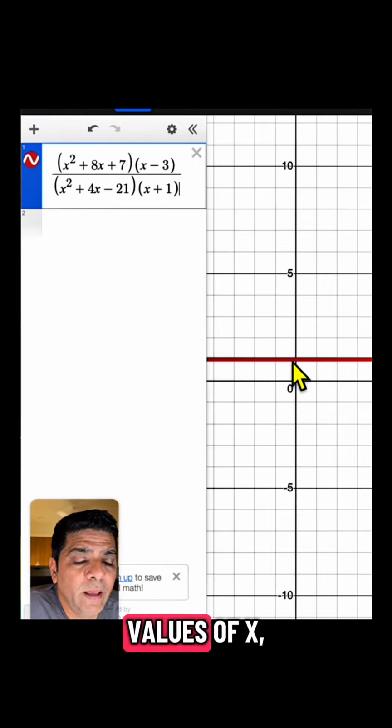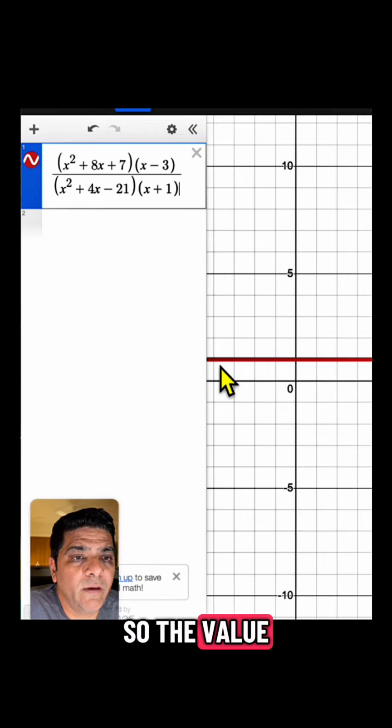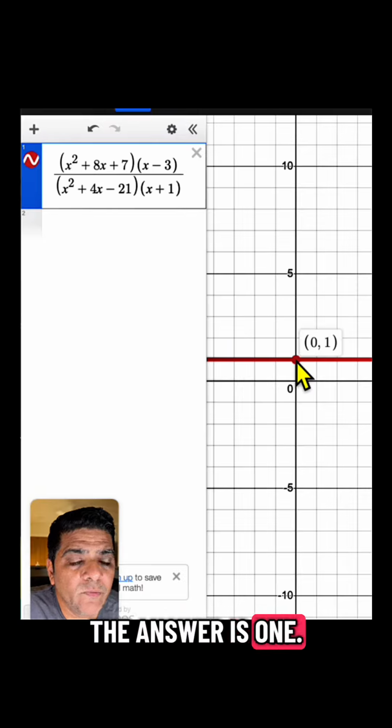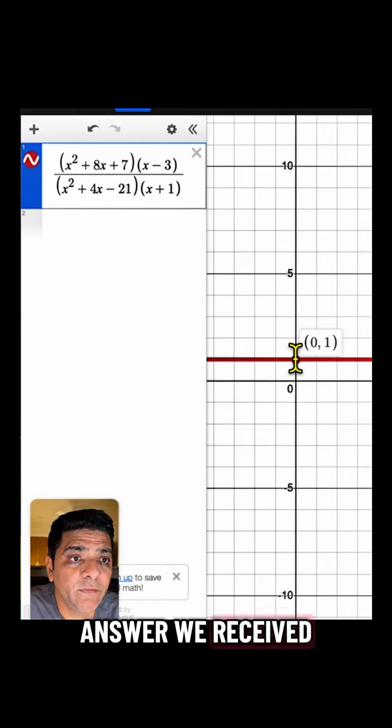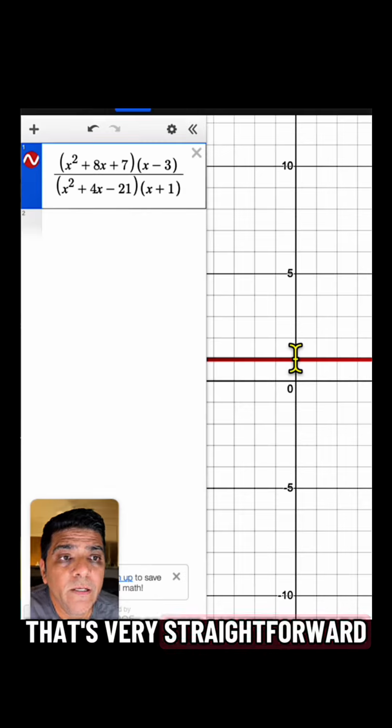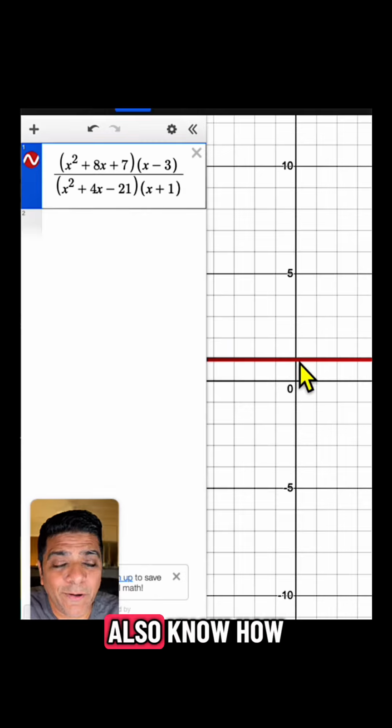So for all values of x, it's a horizontal line. So the value of y is going to be 1. So you see the answer is 1, just the same answer we received through algebra. Okay, so that is the Desmos solution. That's very straightforward as well, but it's good for us to also know how to do it algebraically.